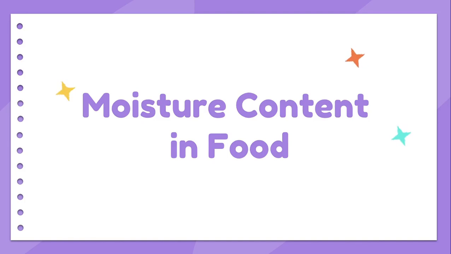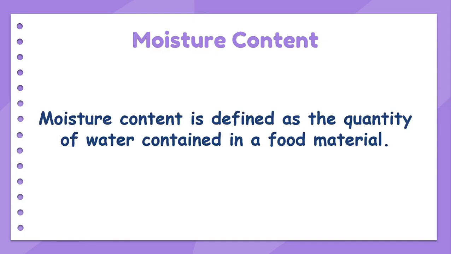In this video, we are going to learn what is moisture content in food, why it is an important parameter in food industry, and also how to calculate it. Let's get started. What is moisture content? Moisture content is defined as quantity of water contained in a food material.